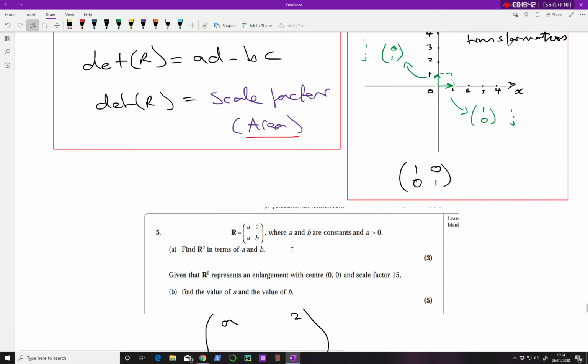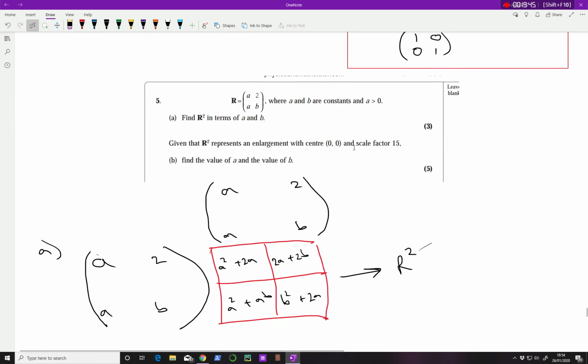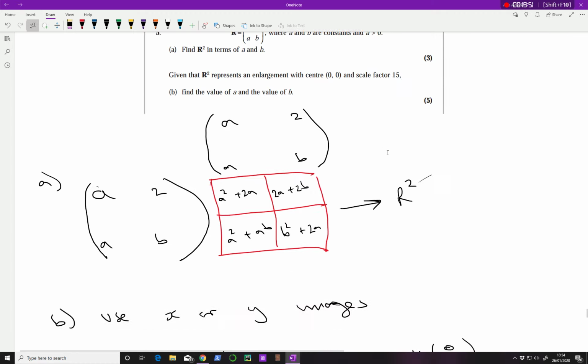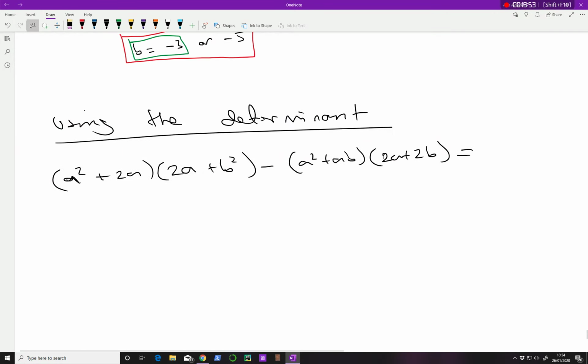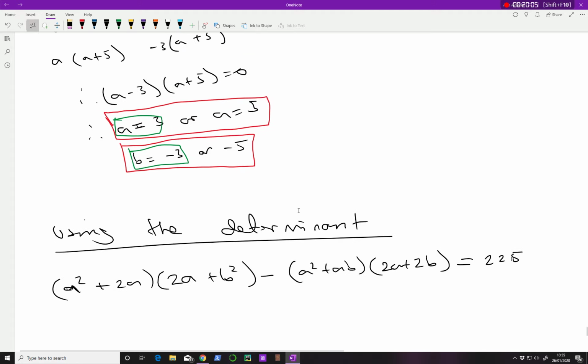So don't be fooled when the question says scale factor 15. No, the area scale factor is actually 15 squared, which is 225. That's the area scale factor. If you were to turn the images into a unit square, the area scale factor is actually 15 squared, which is 225.